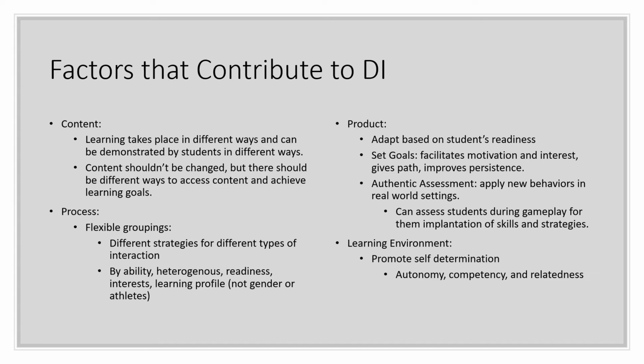Something else that contributes to DI is the process. So this could be flexible groupings. So that's what kind of groups students are put in. So switching up the groups and making them very different from each other could increase learning and relatedness. So splitting them up by ability or their learning profile, their interests, so they get to know each other, but not their gender or in athletes versus non-athlete groups.